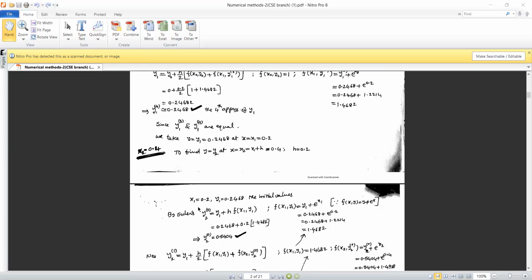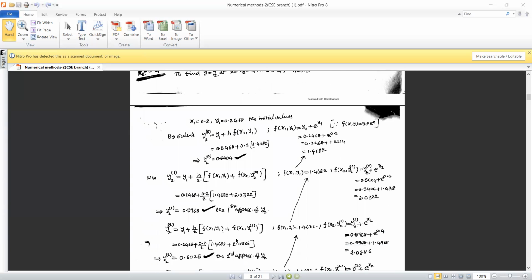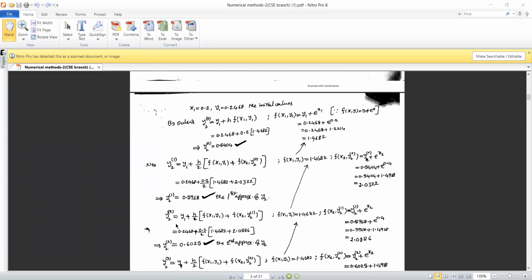Now let us start with the prediction formula, y2 initial. This becomes y1 plus h f of x1, y1. Putting in all the values, we calculate the y2 initial value, 0.5404. Then coming to the correction formula, remember we have to use it for 2 to 3 approximations to get accuracy in our result. Now y2 first iteration, y1 plus h by 2, this is the same formula, putting in all the values appropriately and calculating, we get 0.5968. This is the first approximation of the y2 value.